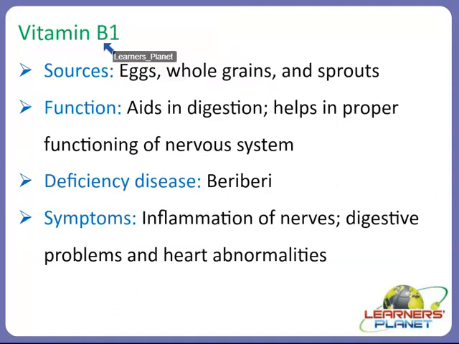Yes, vitamin B1. Students, what is the other term given for vitamin B1? Yes, it is also called thiamine, right? And the sources of vitamin B1 are eggs, whole grains and sprouts. As you know, students, very useful and nutritious for our body, right? And the function of vitamin B1 is that it aids in digestion, and it also helps in the proper functioning of our nervous system, right?